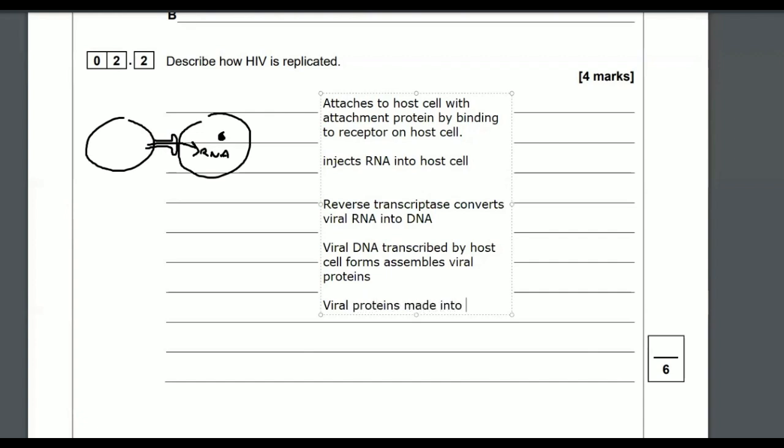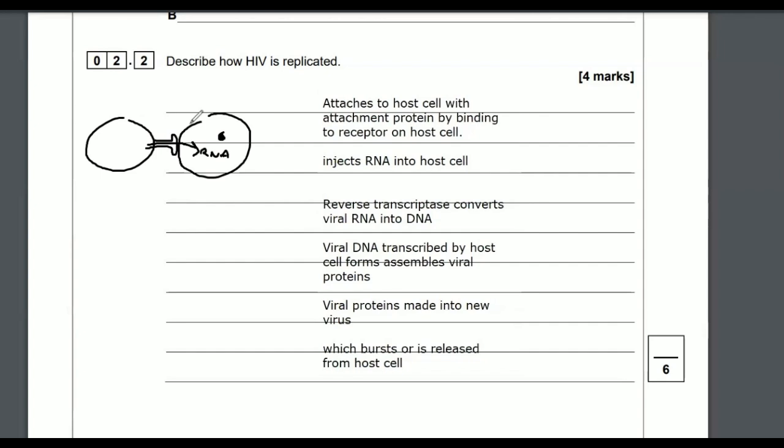And these viral proteins are then constructed, using a bit of ATP from respiration, into new viruses. And those viruses either burst forth from the cell or are just released through the membrane of the cell when they go on and infect other cells. So that is really how a virus replicates.